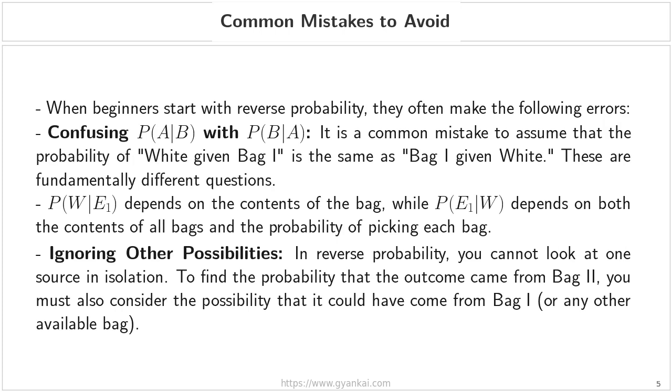The second mistake to avoid is ignoring other possibilities. In reverse probability, you cannot look at one source in isolation. If you are trying to find the probability that an outcome came from bag II, you cannot simply look at bag II's contents. You must also account for the possibility that the outcome could have originated from bag I or any other bag available in the experiment. You have to consider the whole picture to get the correct answer.